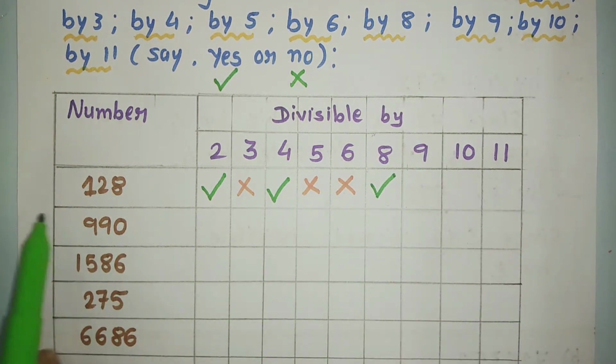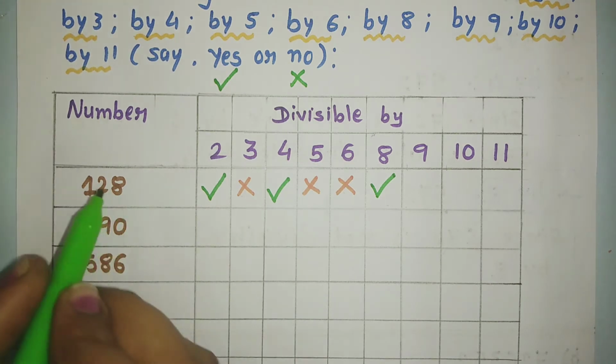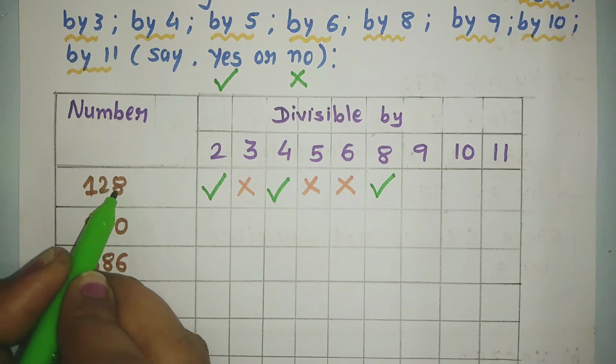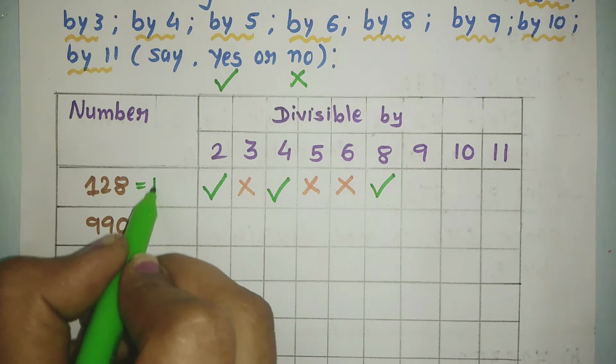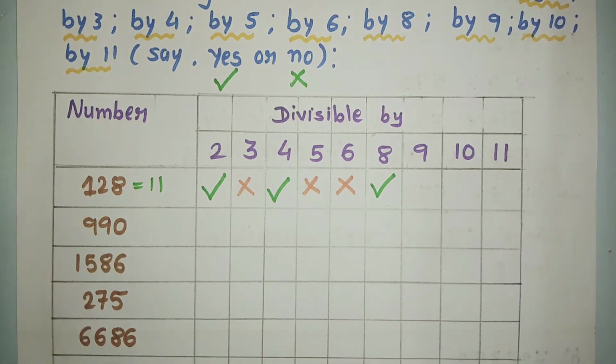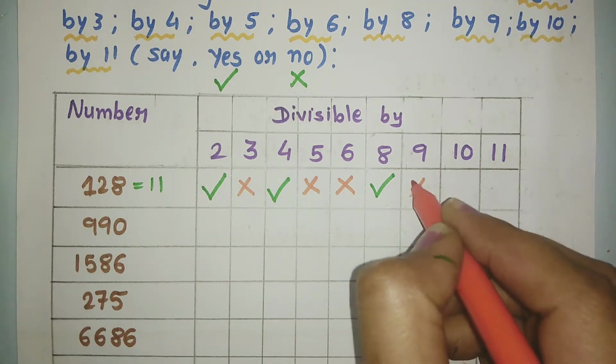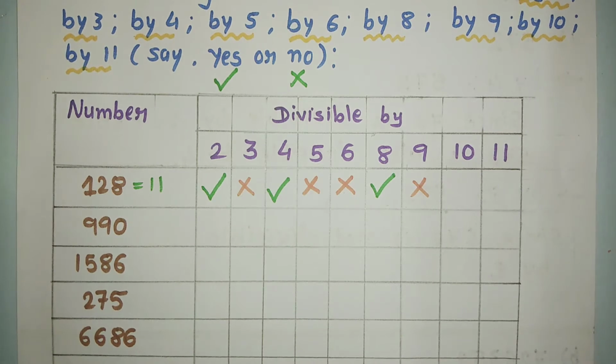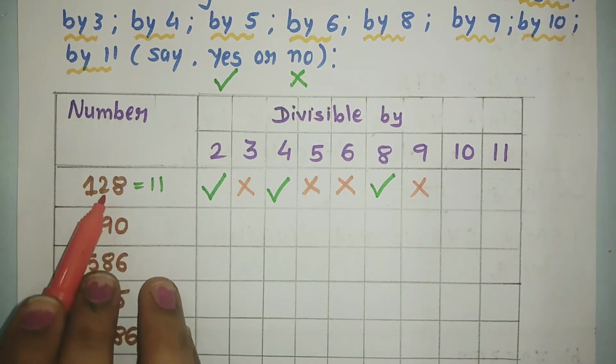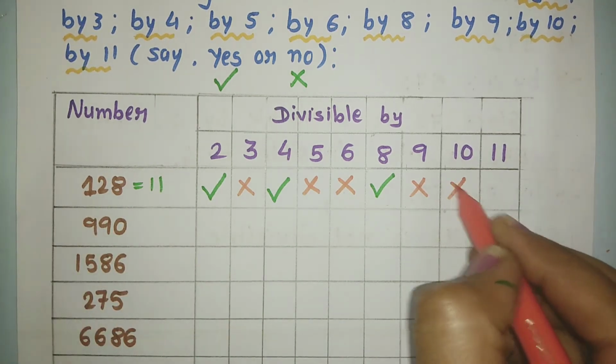Now 9. 9 means addition of the digits. What is the addition? 8 plus 2 is 10. 10 plus 1 is 11. I write it here. 11 is not divisible by 9. So wrong. 10 means the last digit should be 0. It is 8. So not possible.